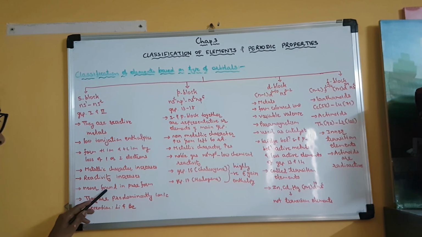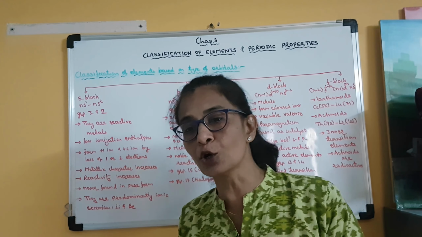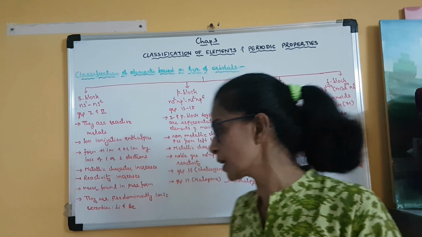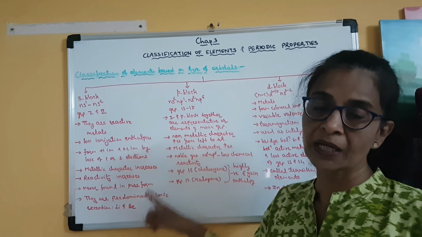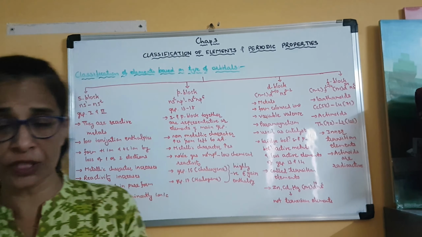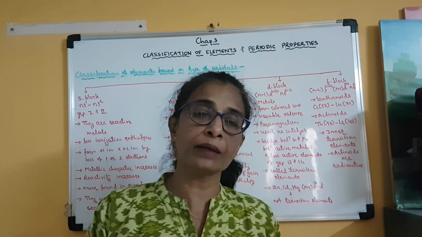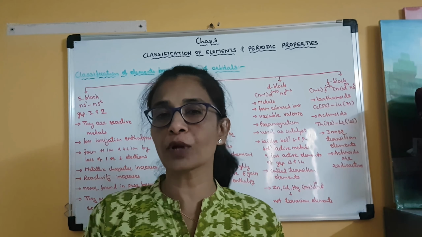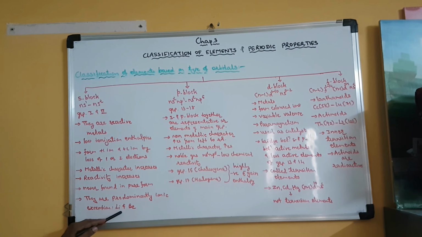Last is they are predominantly ionic, meaning the compound formed by them is purely ionic. Exception is lithium and beryllium. Lithium, the first element of the first group, beryllium, the first element of the second group. These two are exceptional cases. But other elements of their group can form ionic compounds. For example, sodium chloride, it is purely ionic. Potassium chloride, it is purely ionic. Magnesium chloride, it is also purely ionic. So most of them except lithium and beryllium are predominantly ionic.